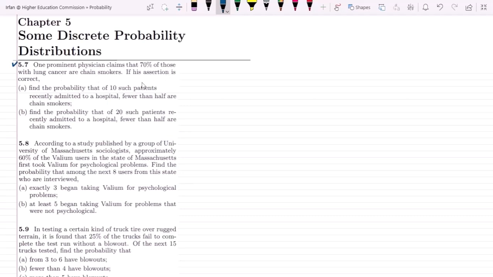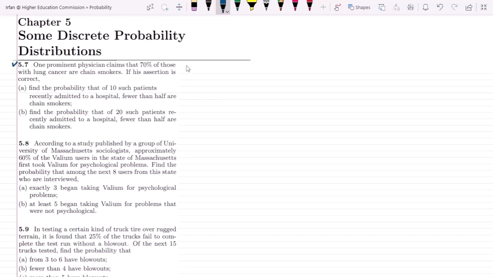So all the patients who have lung cancer, 70% of them are basically chain smokers. If this assertion is correct, then part A: find the probability that of 10 such patients recently admitted to a hospital, fewer than half are chain smokers.